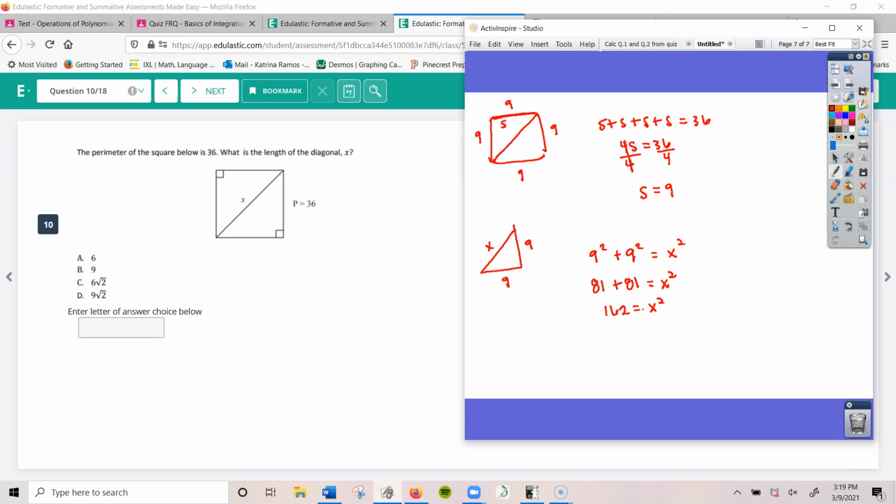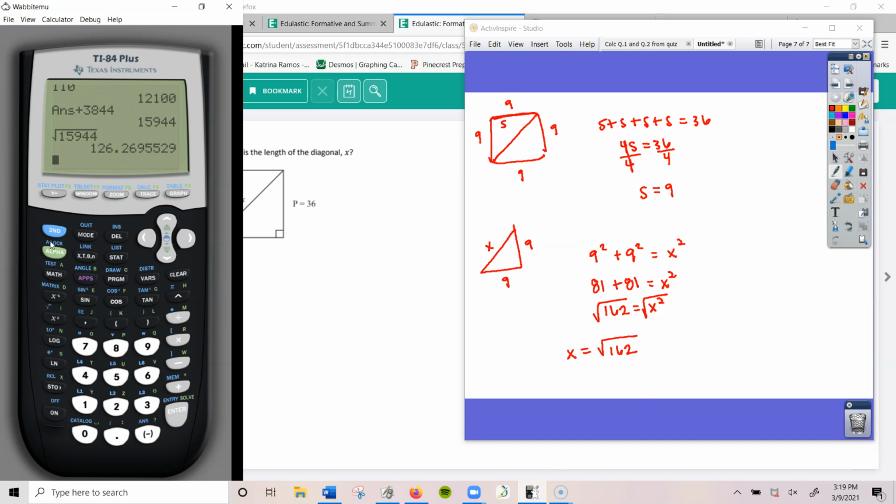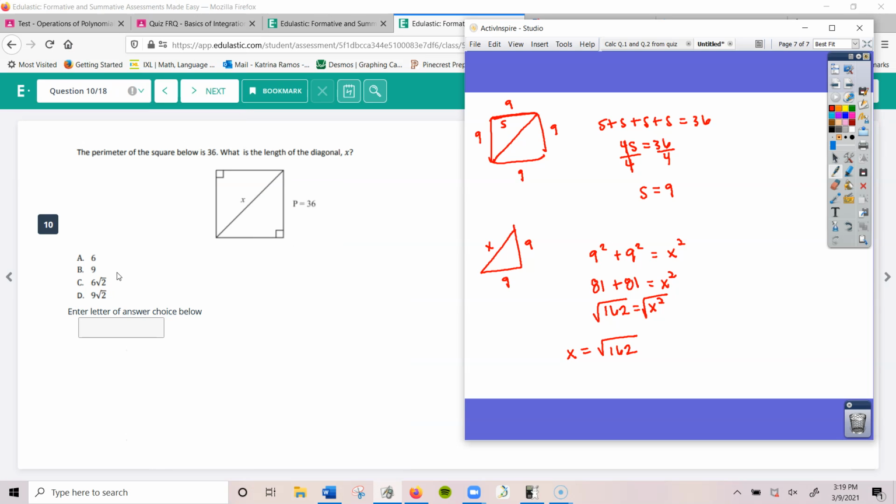Now to solve for x, we would have to square root. So x is equal to the square root of 162. Now if you put that in your calculator, you're going to end up with a decimal, which is not one of my answers here. They have it with the square root. So what we need to do is simplify this square root.